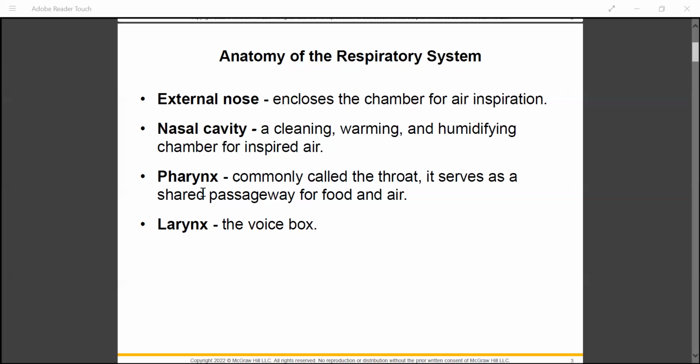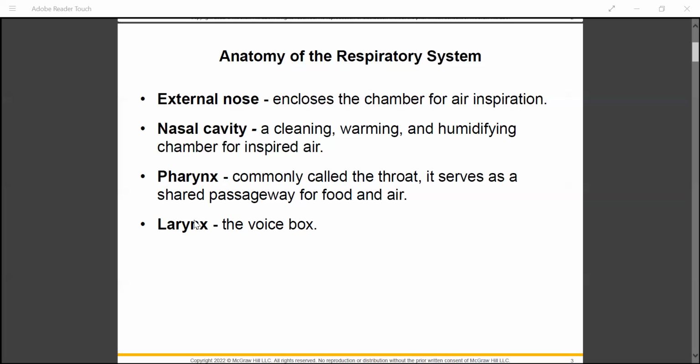It's also going to warm and humidify our air prior to it passing further into the body. The pharynx is also known as just the throat, or the back of the throat, and it's a shared passageway for food and air. We break that into three subsections. We have the nasopharynx, which is posterior and inferior to the nasal cavities. We have the oropharynx, which is the throat right behind the mouth. And then we have the laryngopharynx, where our pharynx starts to transition to the larynx.